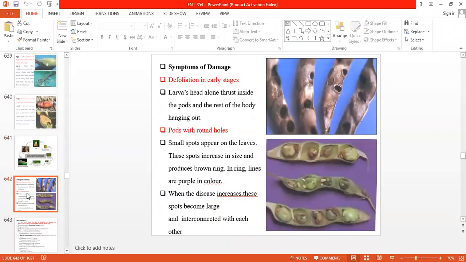Nature of damage: this is a Noctuidae family pest. The damaging stage is the larva or caterpillar, which mainly causes damage to the gram during the night hours. Initial younger stages of that pest mostly feed on tender foliage and young leaves, then bore into the pods and damage the developing seeds by inserting the anterior half portion of their body inside the pod.